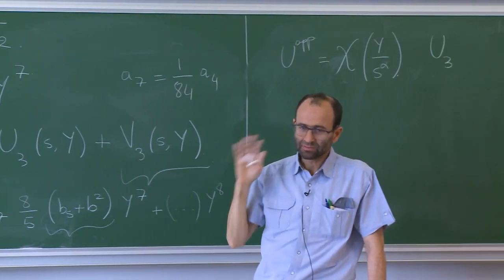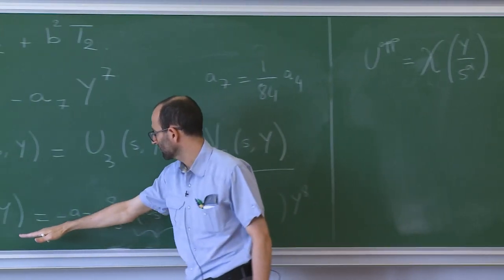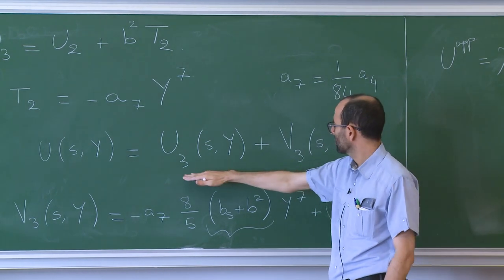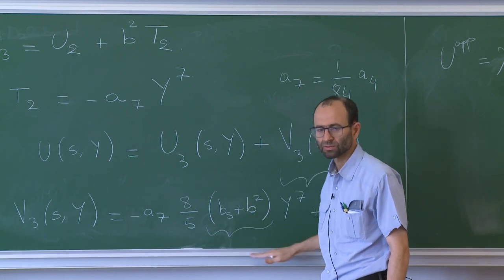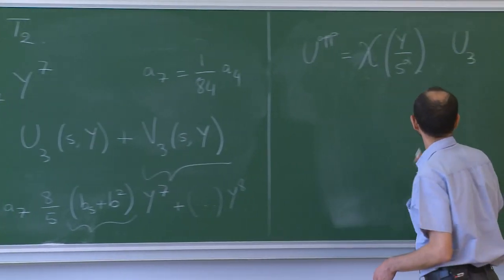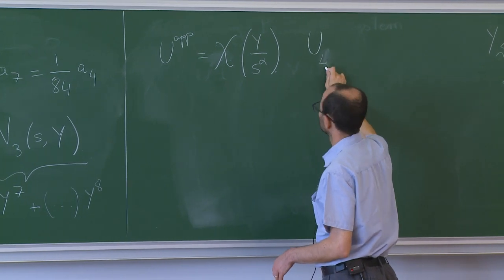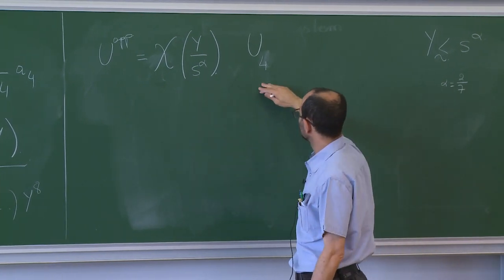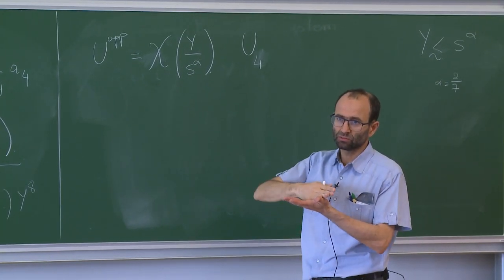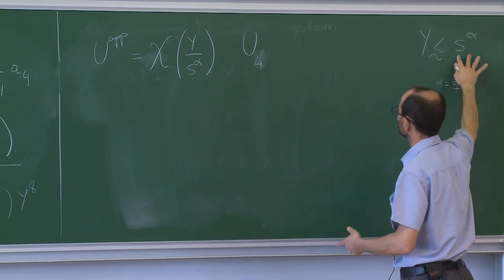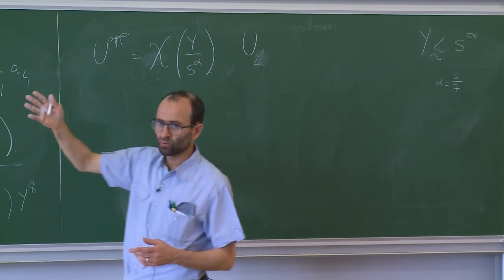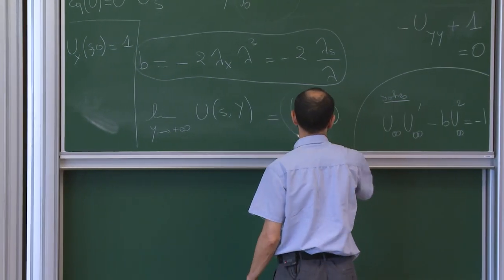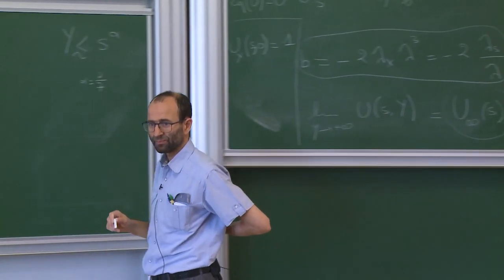Actually, it turns out, even though at this level normally U3 is enough, because when we go to U3, we have V3, and V3 controls everything. But it's the usual thing, we push it even to U4. So this is the approximate solution for y smaller than s to the alpha. But then what happens afterwards? Afterwards, I want to reach this guy.